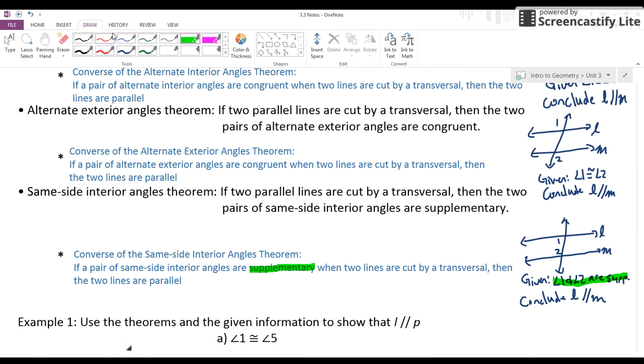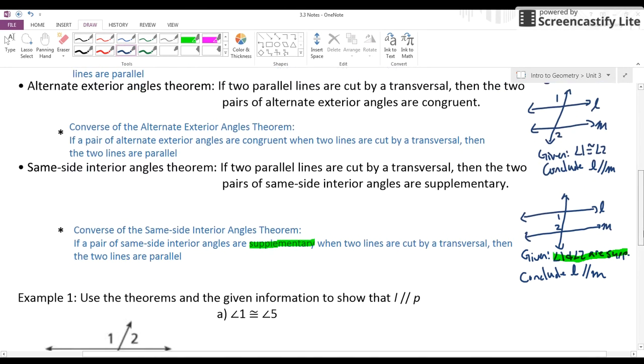So again, our same side interior angles are the only ones that are a little different. We need to make sure they're supplementary. So you can be given that they add up to 180. So therefore, by the definition of supplementary, they're supplementary. And that'll tell us that L is parallel to M.